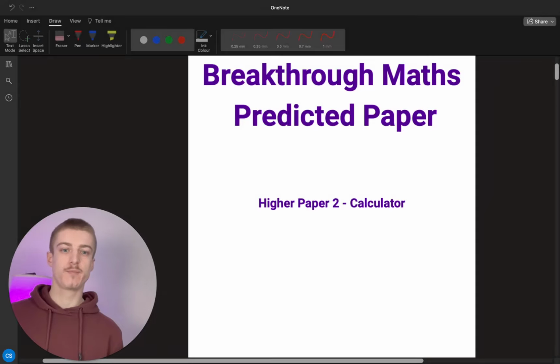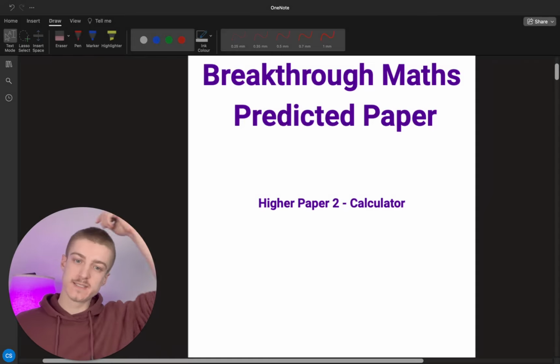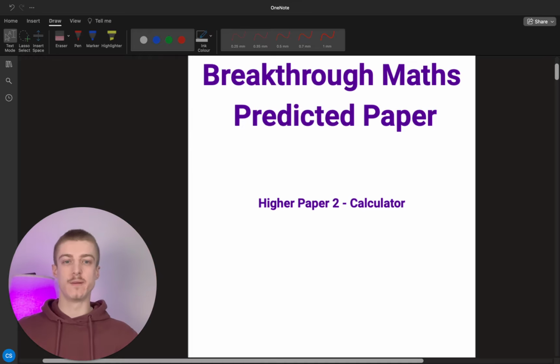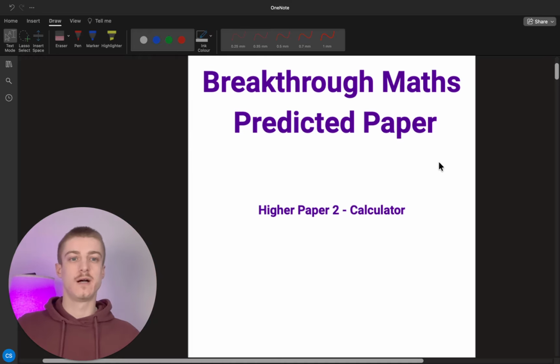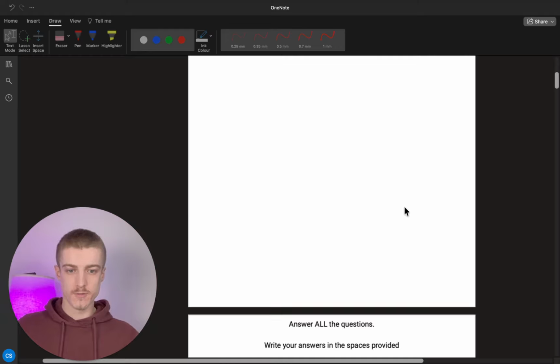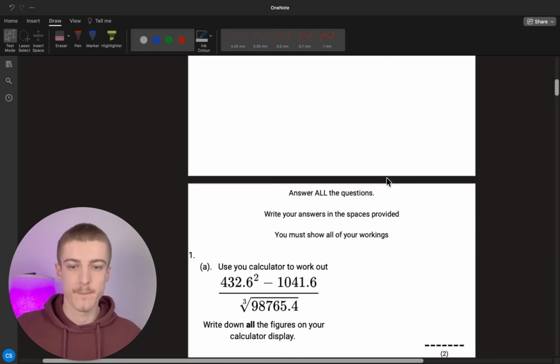Hello everyone, I've got a predicted paper in front of me. It's a GCSE Maths Higher Paper 2, it's a calculator paper. So I'm going to be going through this now and I will be showing you all of the workings that the examiners expect to see.